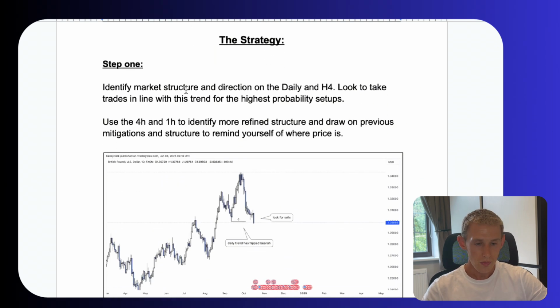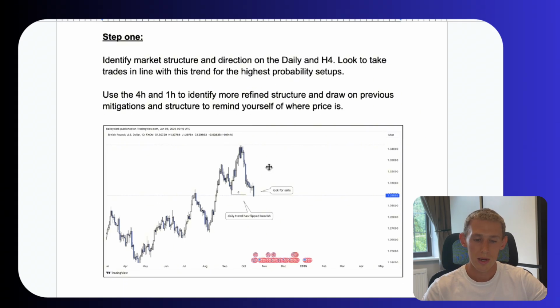So, first of all, every single time I come to the charts, the first thing I'm always doing is identifying higher time frame market structure and direction, and I'm primarily doing this on the daily and 4-hour charts. So all I'm simply doing is coming to the charts, identifying whether price is in a bullish trend or in an uptrend or in a downtrend. And to do this, I'm marking on some of the key structure points. So on my charts, you can see the notation C and B. C is simply a change of character and B is simply a break of structure.